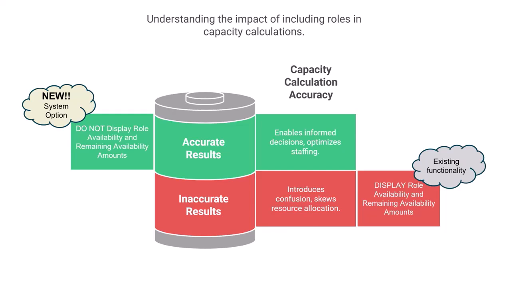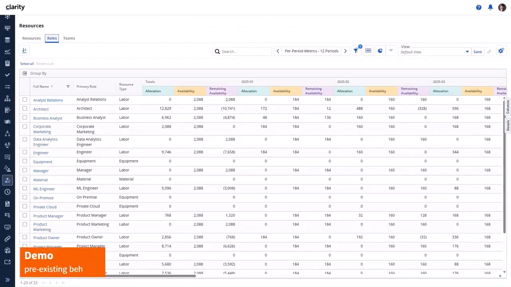Let's look at this new system option in Clarity. A resource manager may look at the properties for roles with the availability and remaining availability fields configured, which is not really necessary for roles. As you can see, the numbers appear for the roles using the existing functionality, which is the default state after upgrading to release 16.3.2.